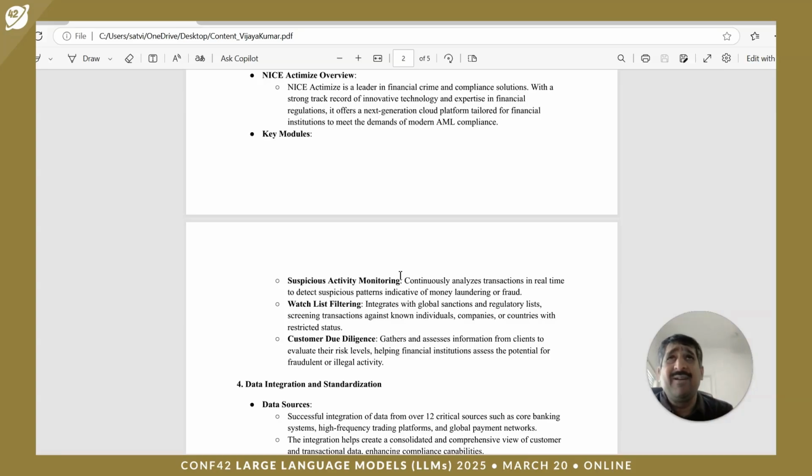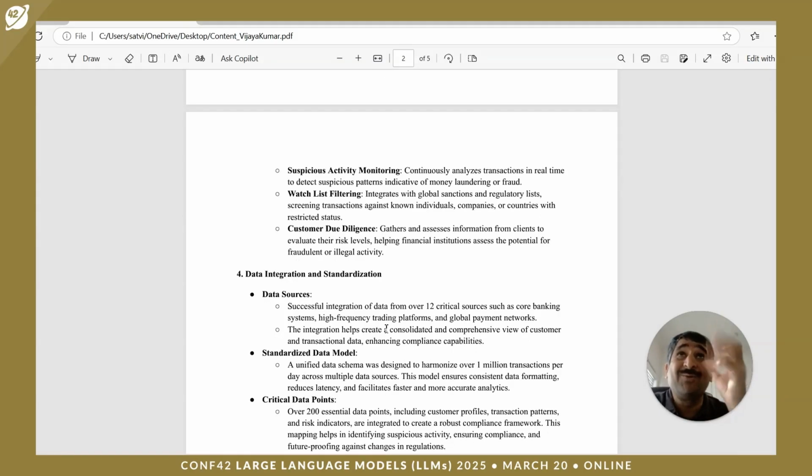So, majorly the key modules of NICE Actimize: suspicious activity monitoring continuously analyzes transactions in real time to detect suspicious patterns, money laundering or fraud. Watch list filtering is integrated with global sanctions and regulatory lists, screening transactions against known individuals, companies, or countries. Risk assessment gathers and assesses information from clients to evaluate risk levels, helping financial institutions assess the potential for fraudulent or illegal activity.